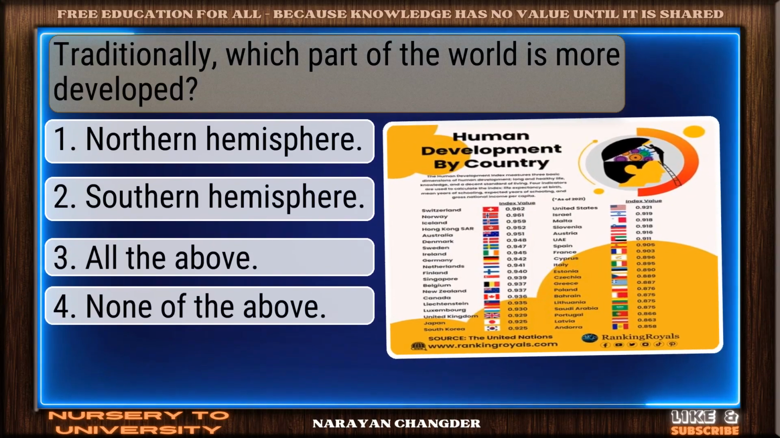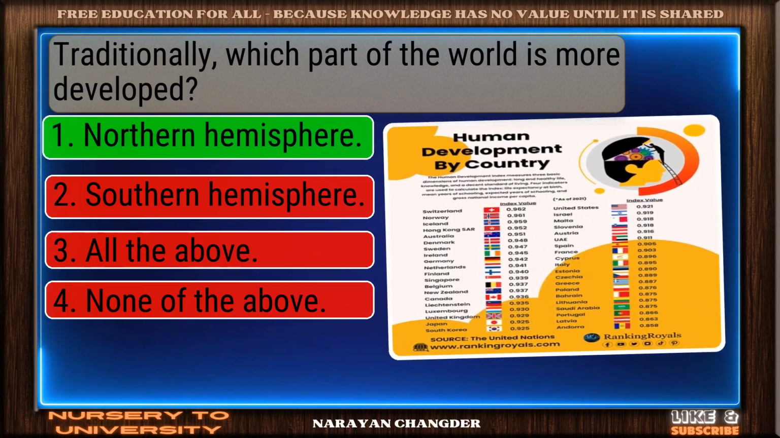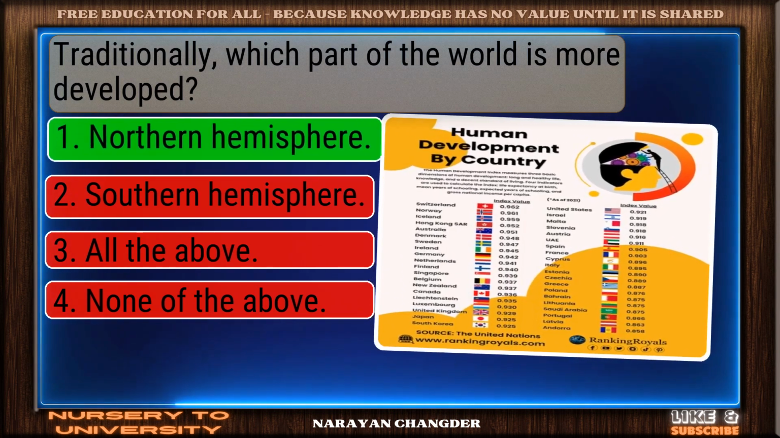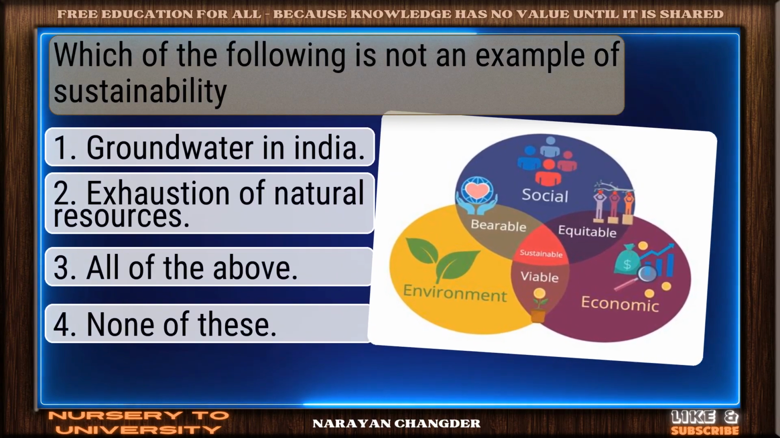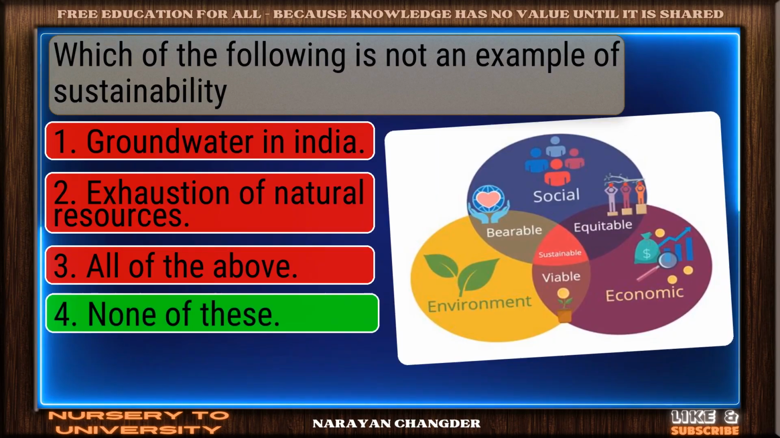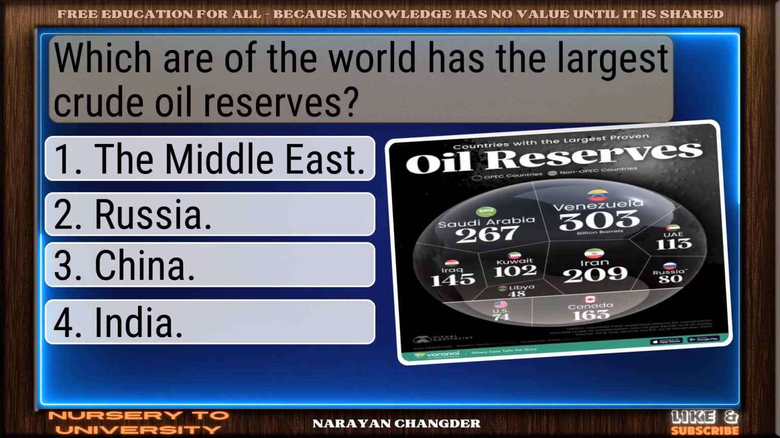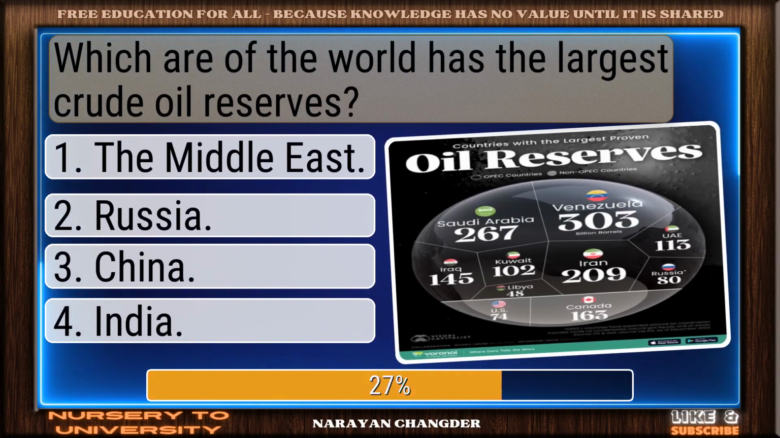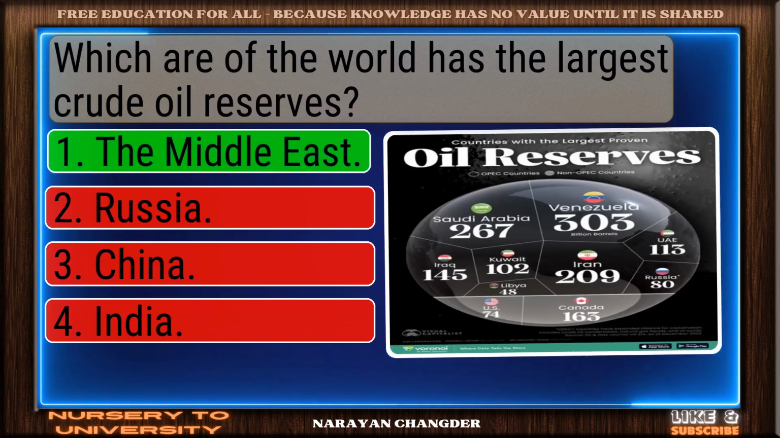Traditionally, which part of the world is more developed? You're right. Northern Hemisphere is correct. Which of the following is not an example of sustainability? Nice work. None of these fits perfectly. Which area of the world has the largest crude oil reserves? You chose the Middle East.